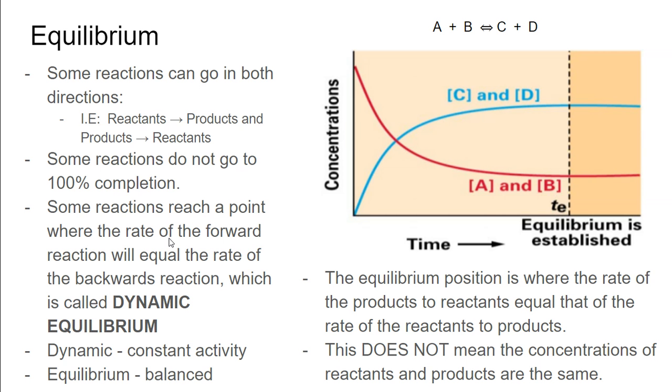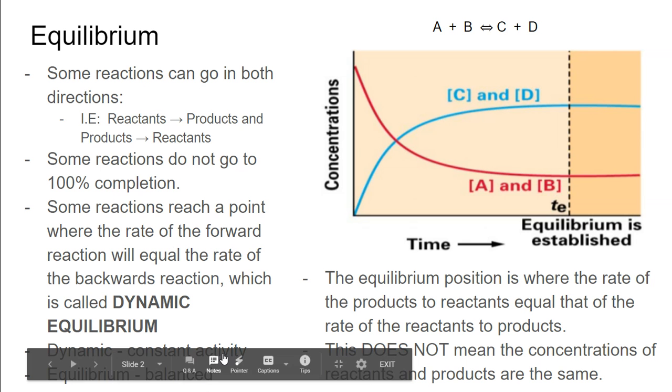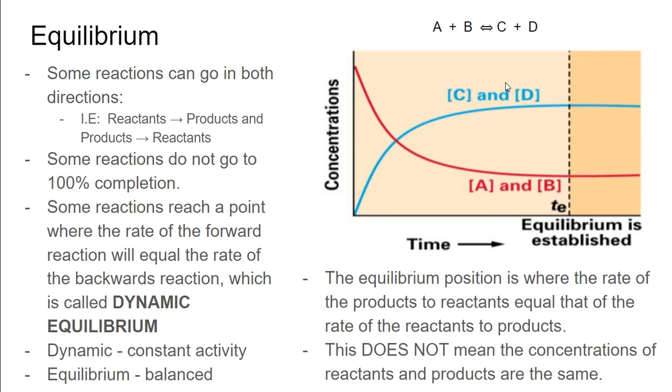So the amount of products and the amount of reactants are not changing. Again, this does not mean that the products and reactants are equal in concentration. It just means that they are moving backwards and forwards at the same rate.